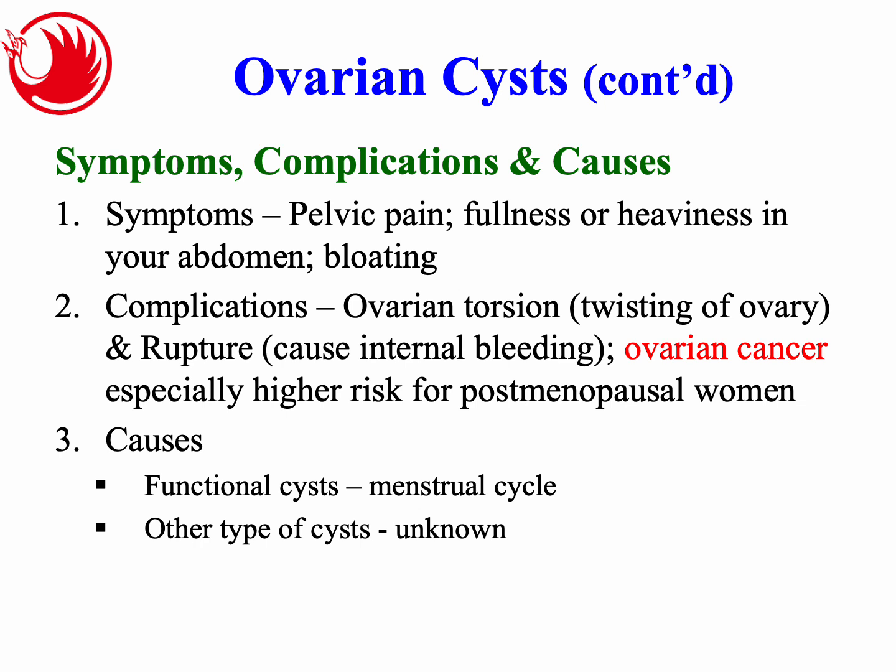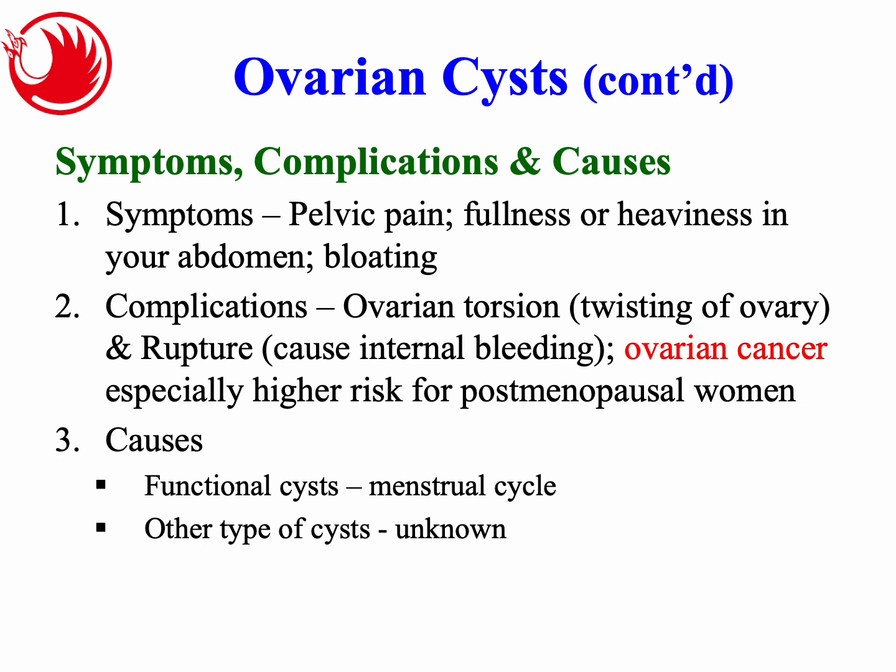Causes vary: functional cysts are related to the menstrual cycle, while other types are often of unknown cause. It is important to identify all these symptoms and get checked as soon as possible if you feel some of them, especially if you have abdominal and pelvic pain.